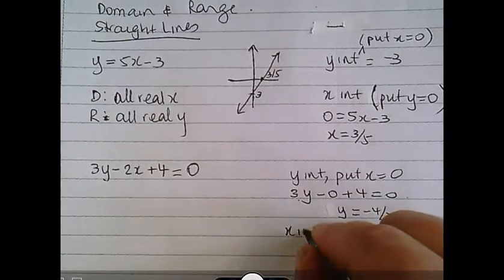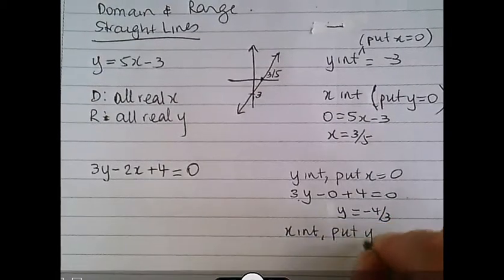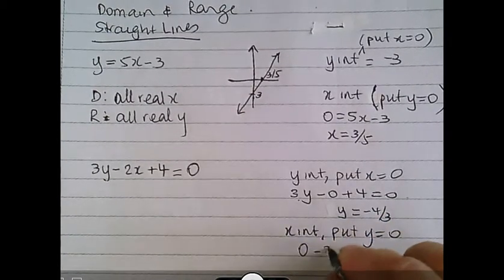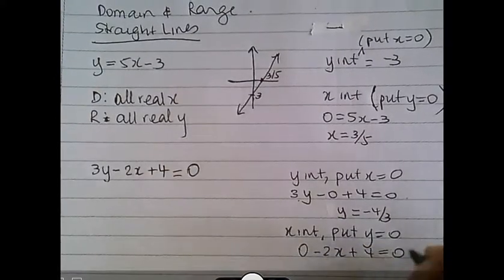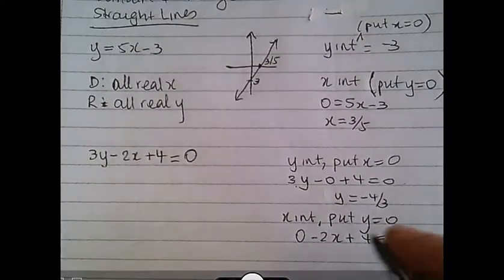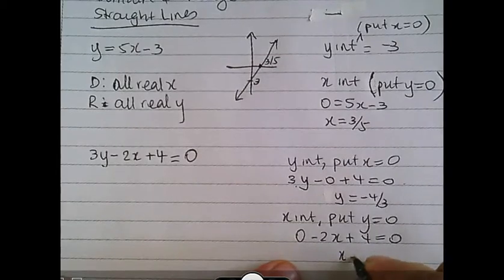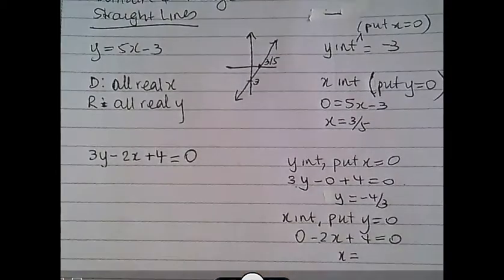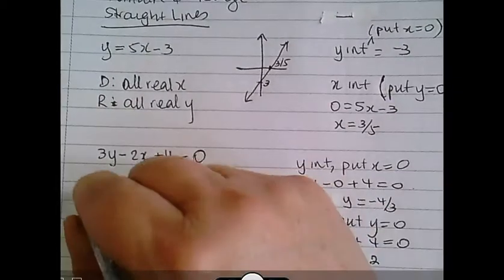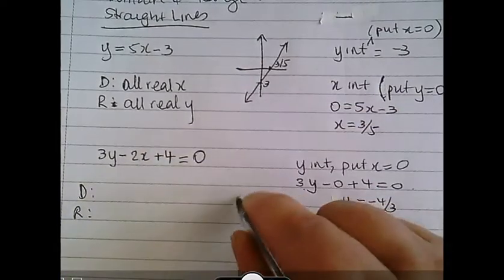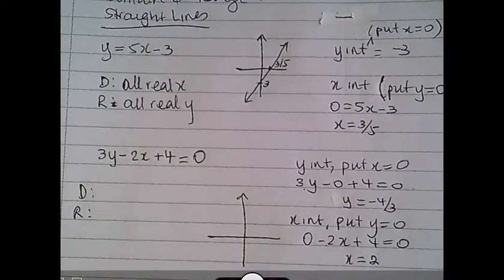Good. For the x-intercept, we're going to put y is 0. So you get 0 minus 2x plus 4 is 0. What do you get? 2x is 4, so x is 2. So you could quickly sketch that line like that. I'm going to do domain and range in a minute. Just a quick sketch, and that's it for straight lines.